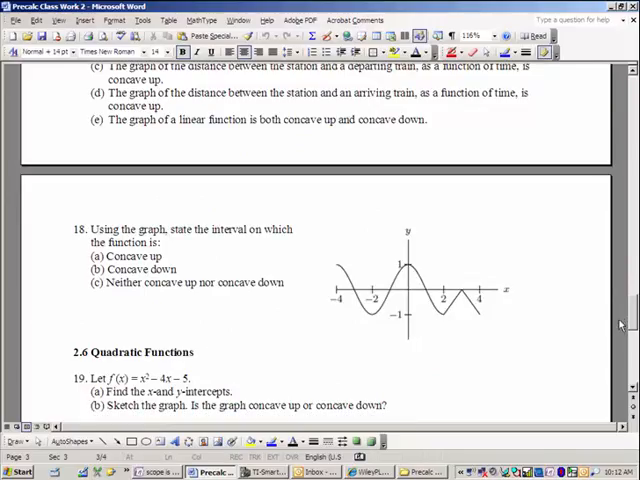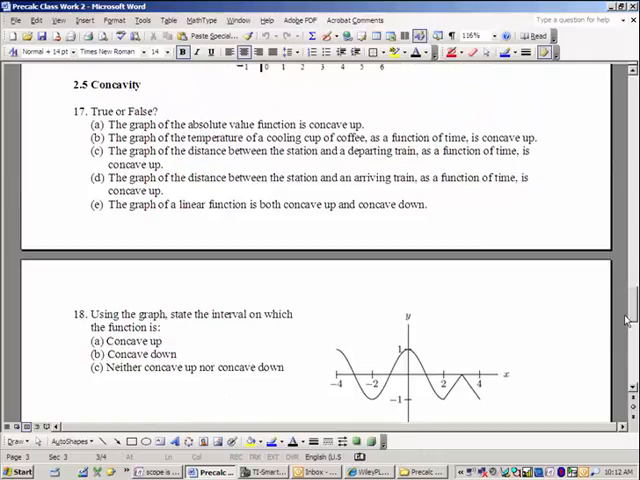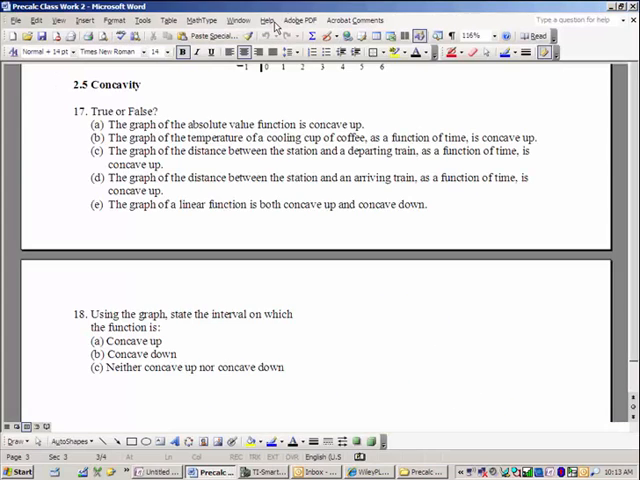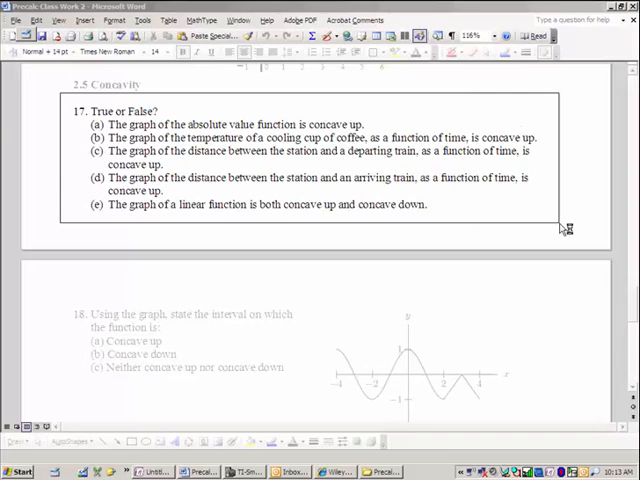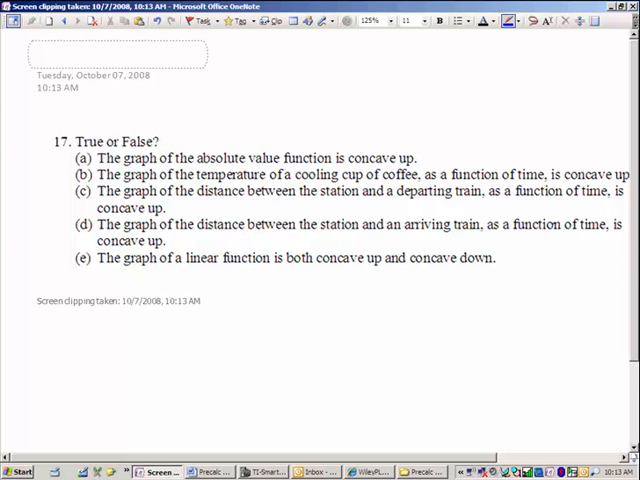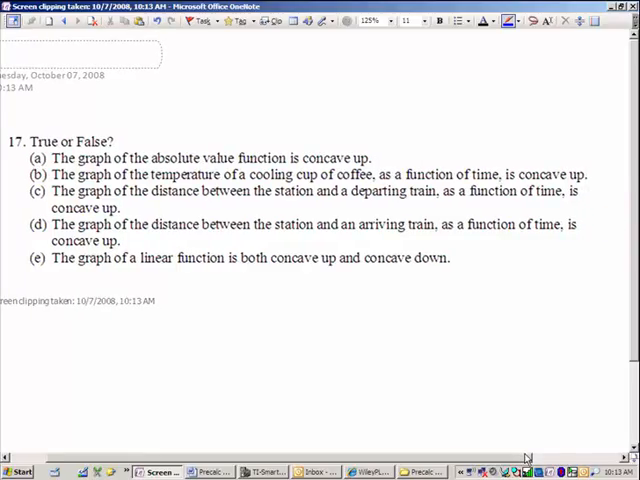All right, let's take a look at 17. It asks us to actually know a little bit about functions, and then comment on concavity about those functions. So we have a true or false going. We have A, B, C, D, and E, and you can pick any letter you want. All right. What do you have, Monty? A. The graph of the absolute value function. So we need to know what that looks like. Do you remember what that looks like?